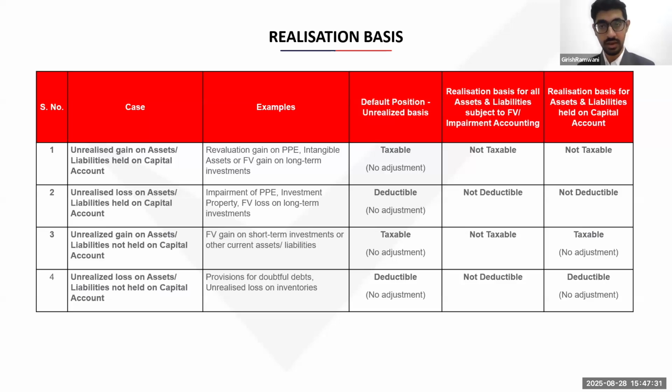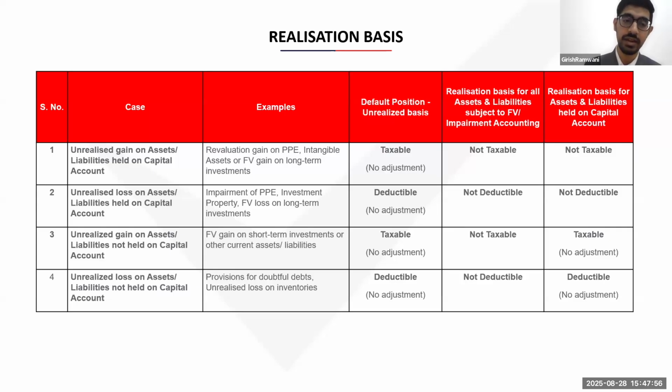So any gain on current assets will also not be taxable. And again, if you choose realization basis for assets and liabilities which are held on capital account, since this is not a capital account asset or liability, again unrealization basis is only going to be followed. So book treatment will be your tax treatment, and accordingly no adjustment would be required. Any kind of fair valuation gain would be taxable.